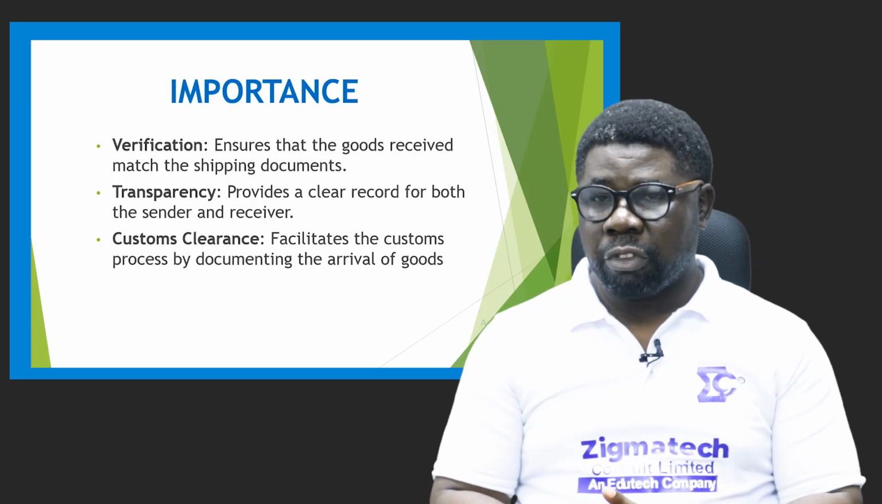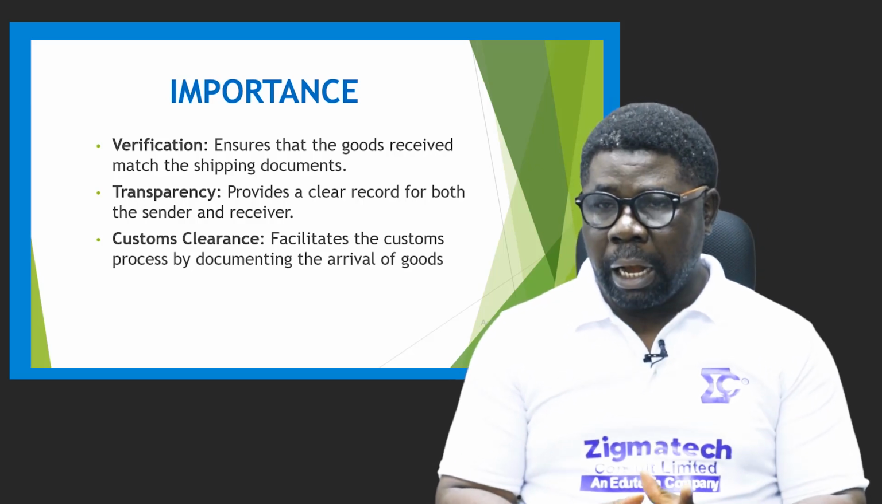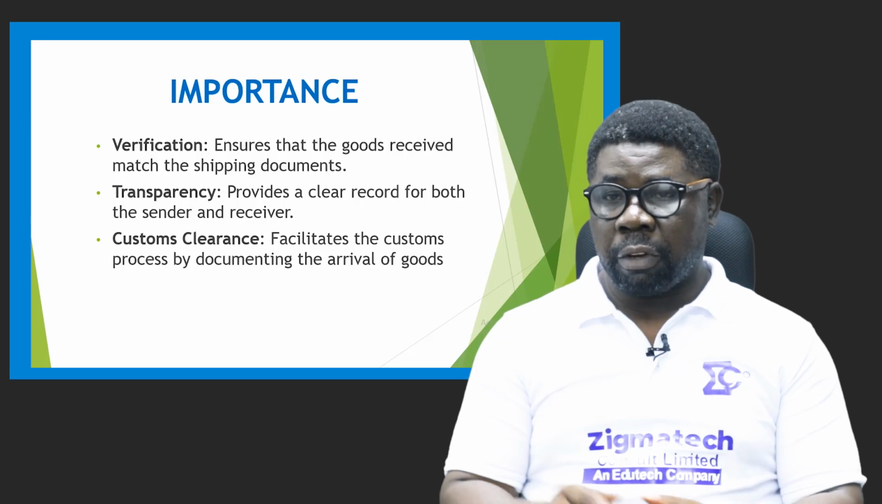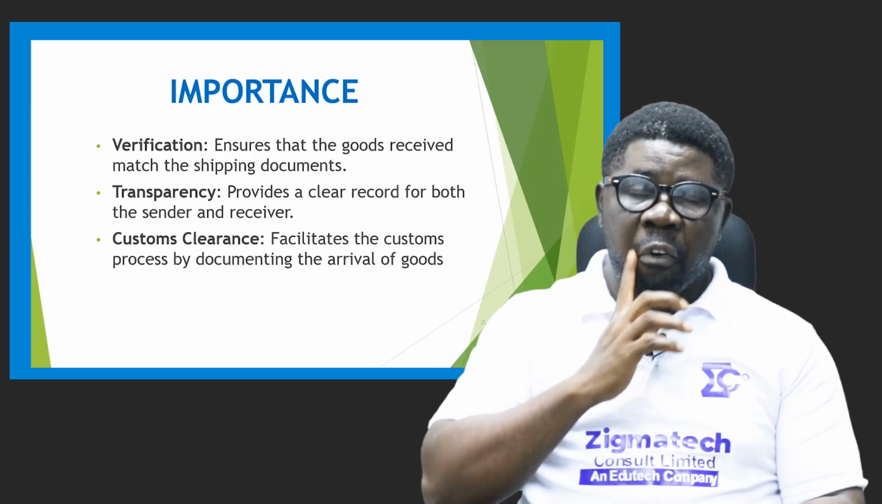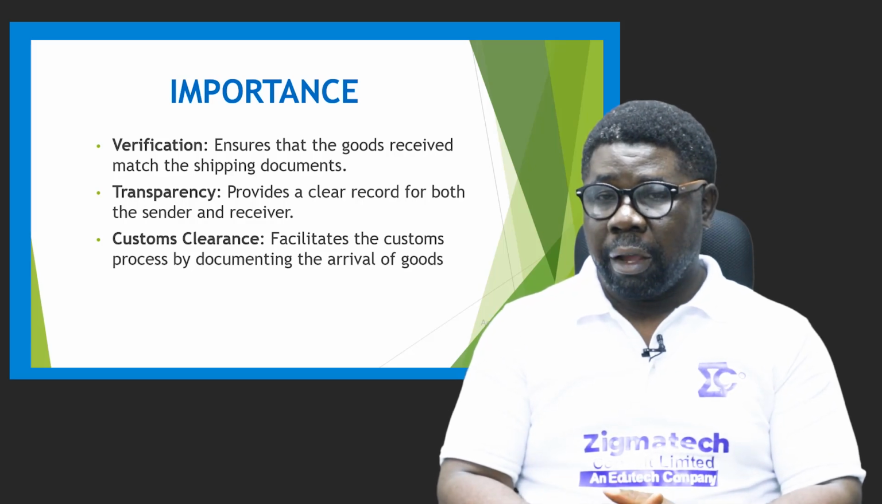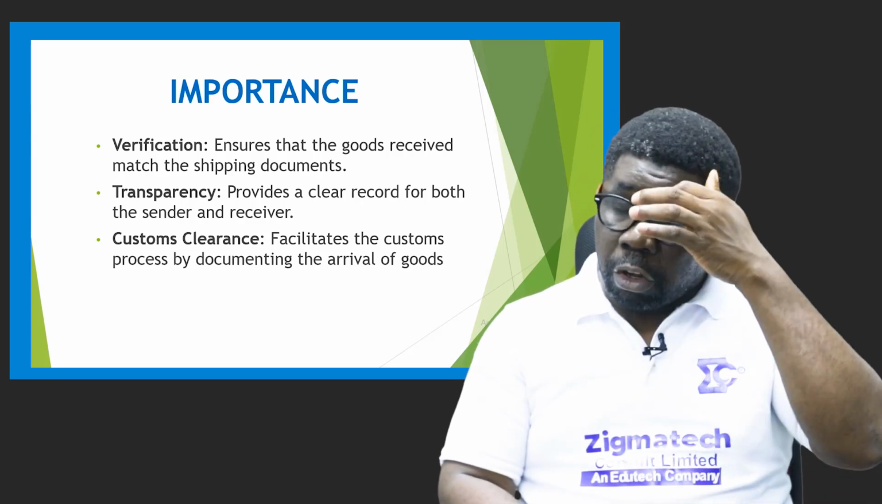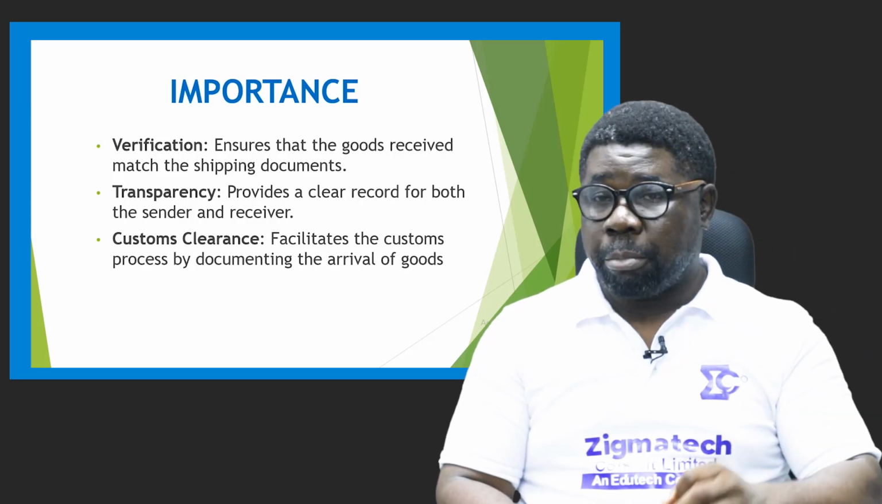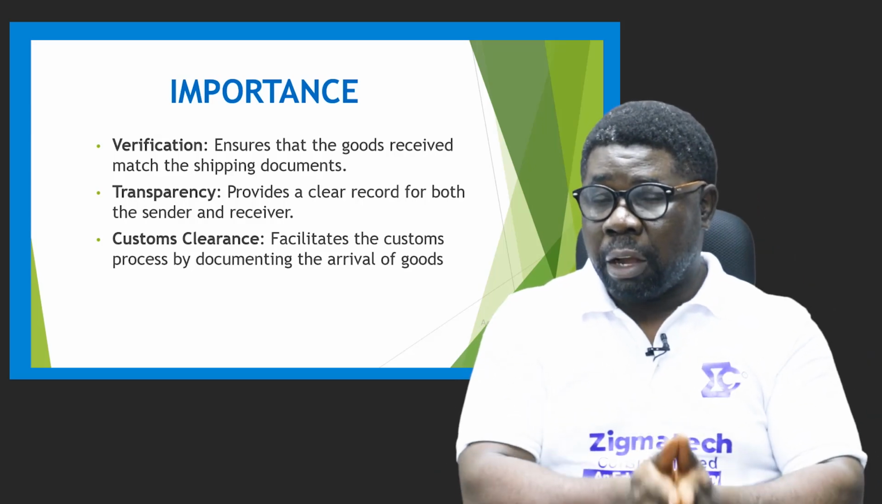So transparency, of course, helps to set clear records for both the sender and the receiver, so that no form of ambiguity or irregularities will be complained about, because the document ensures that whatever is imported tallies with what the record is saying, what the account is saying.